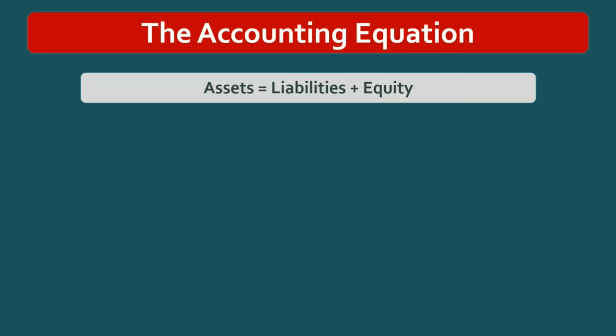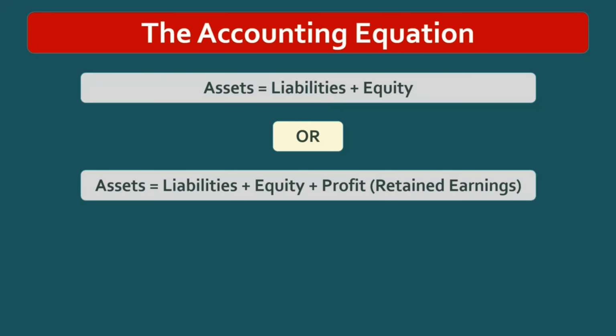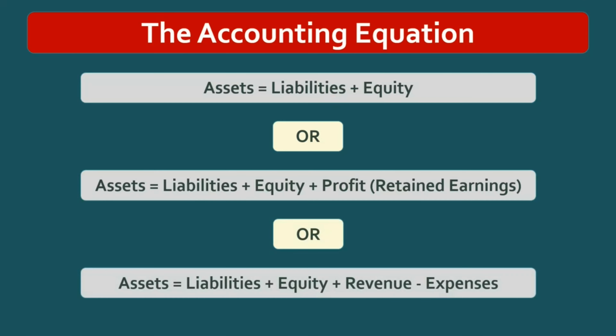While reading the accounting equation, a question may arise in your mind: why there is no role of income and expense accounts in accounting equation, as these are also part of accounting? This question may be answered by following equation. Assets is equal to liabilities plus equity plus profit or retained earnings. Or you can further elaborate accounting equation as assets is equal to liabilities plus equity plus revenue minus expenses.